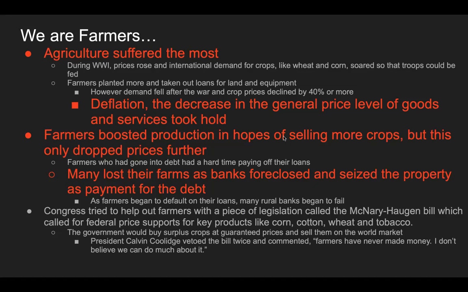That sounds great. Calvin Coolidge, our president at the time, vetoed this bill twice. It passed the House, it passed the Senate, and when it got to him, he said, "Nuh-uh," two times. He commented, "Farmers have never made money. I don't believe we can do much about it."